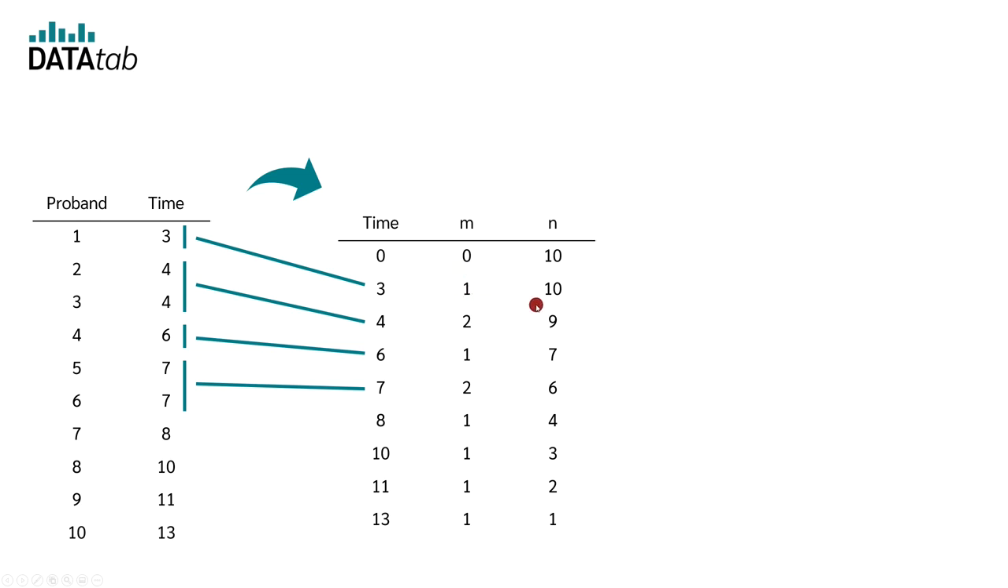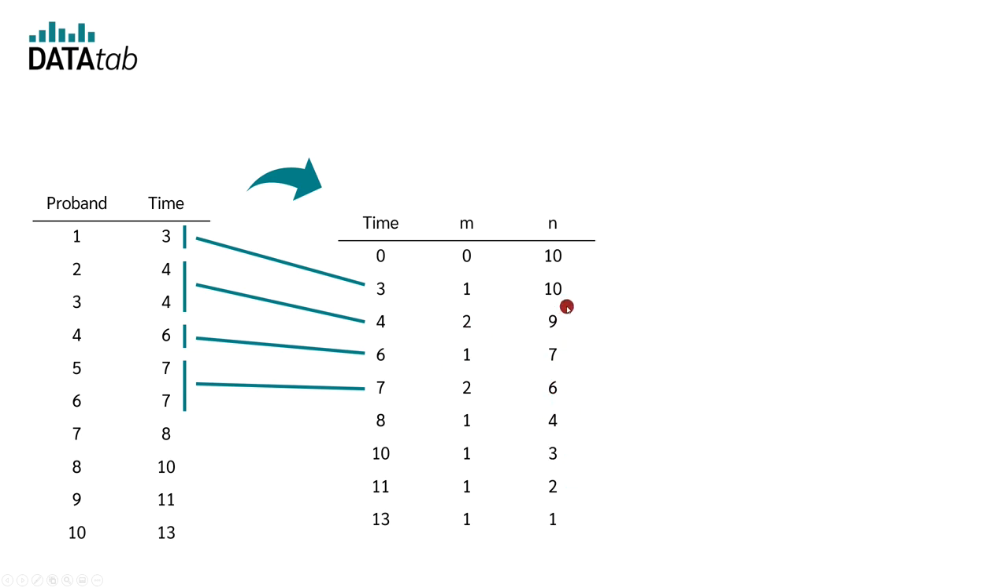The easiest way to get n is to calculate the previous n value minus the previous m value. So we get 10 minus 1, which is equal to 9. Then 9 minus 2, which is equal to 7. 7 minus 1, which is equal to 6, and so on and so forth.